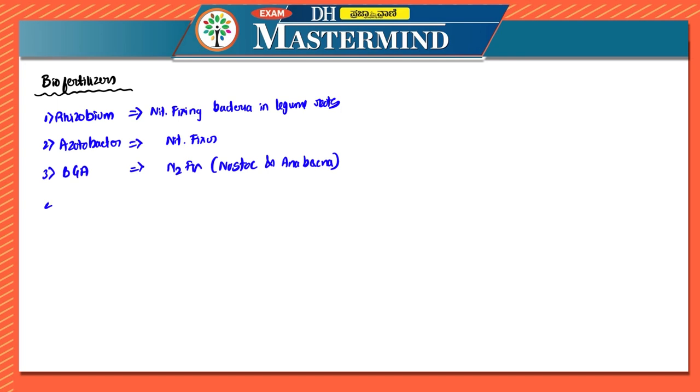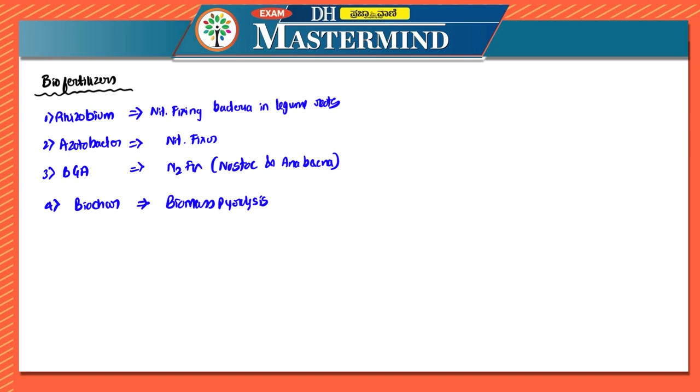Okay. Then the next one is biochar. You have biochar also. This is from biomass pyrolysis. So these are some of the biofertilizers which are usually asked in the examination. So rhizobium, then azotobacter, then blue green algae, then there is biochar.